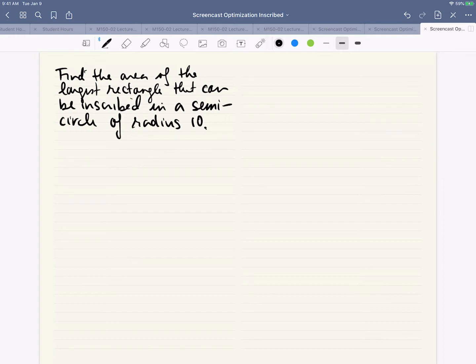So the way we do this, first, so you understand what it means to be inscribed, we've got a semicircle, and a rectangle is inscribed if its vertices are on the semicircle. So here's an example of an inscribed rectangle. Another example of an inscribed rectangle would look like this.